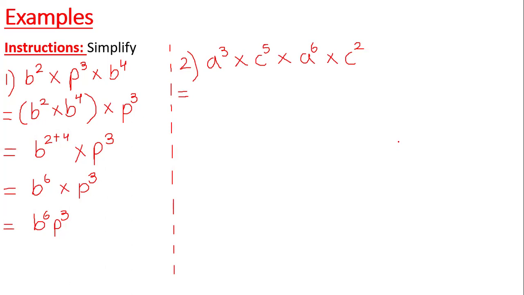So we group them, right? So it's going to be a to the power of 3 multiplied by a to the power of 6. Then we're going to group what? C to the power of 5 multiplied by c to the power of 2. Very good.